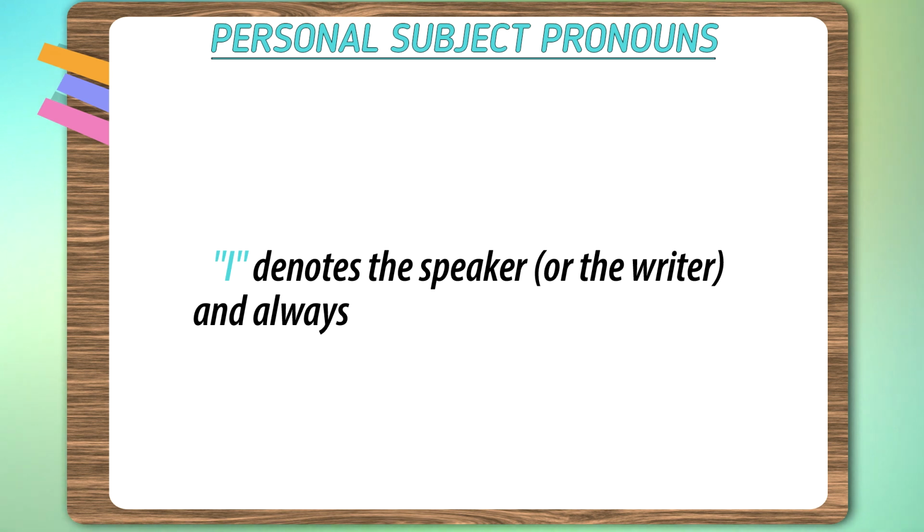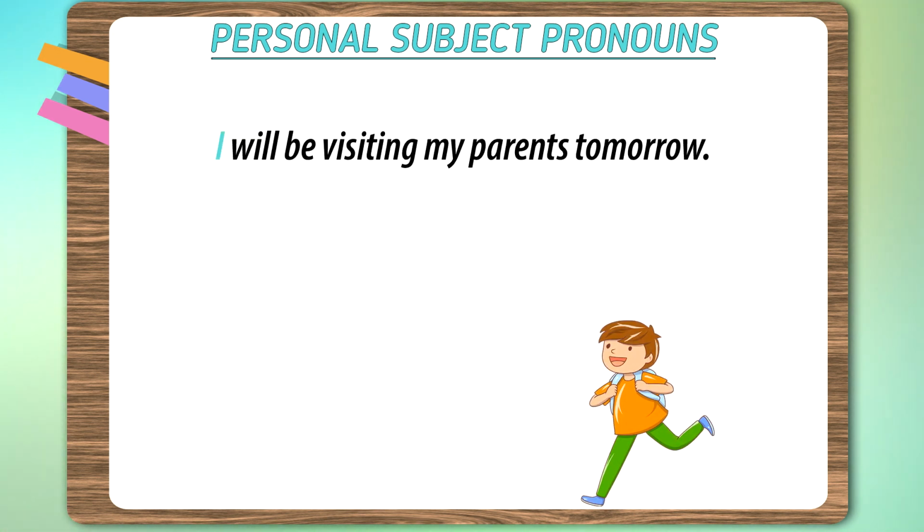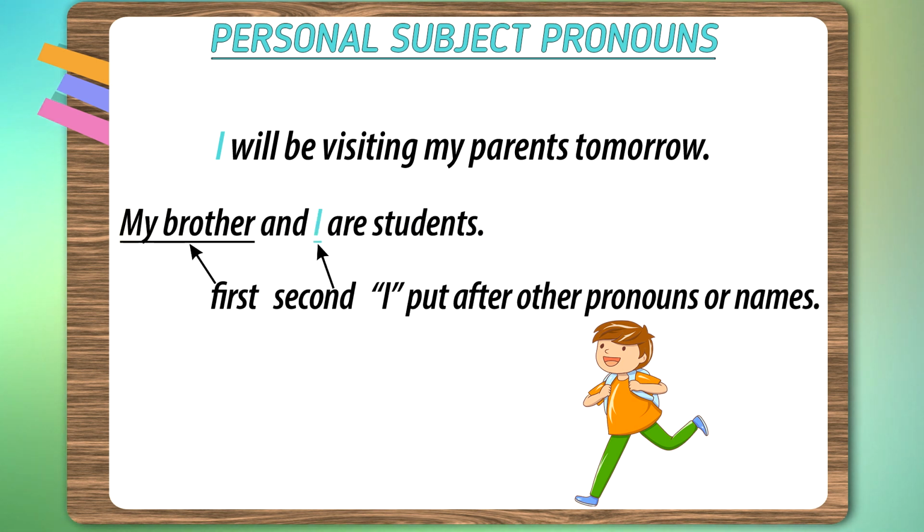The pronoun I denotes the speaker or the writer and is always written with a capital letter. For example, I will be visiting my parents tomorrow. Note, the pronoun I is always written with a capital letter, even if it is in the middle of a sentence. Usually, I go to university on foot. If I is used together with other pronouns or names, then it is put after them. My brother and I are students.